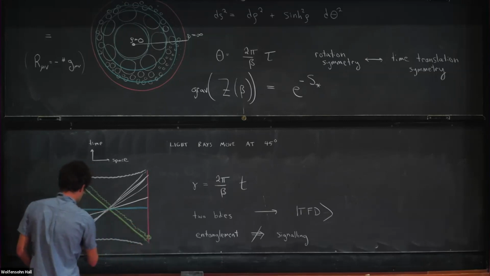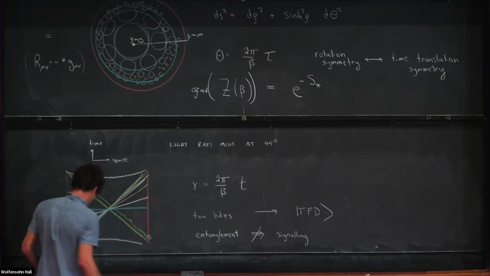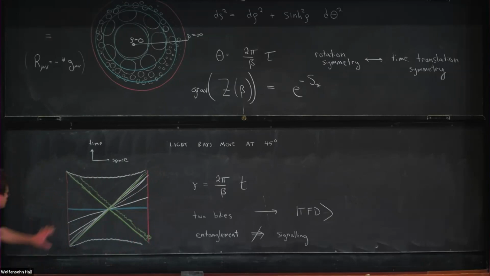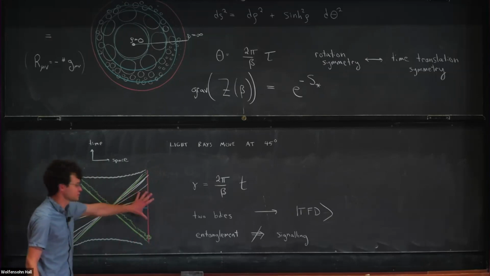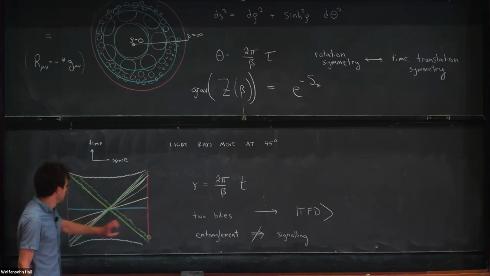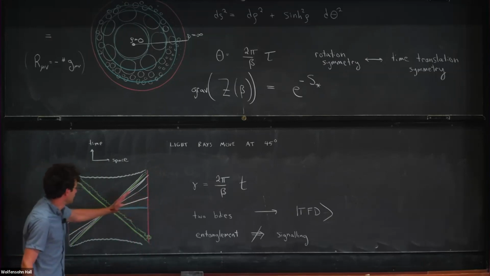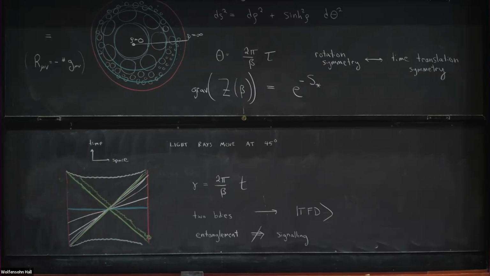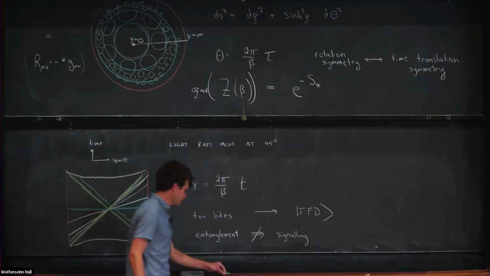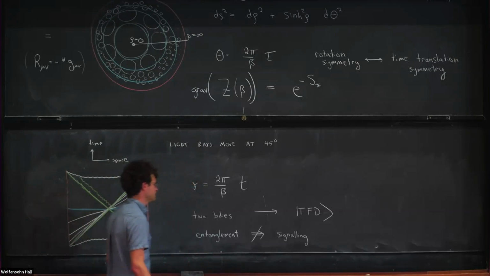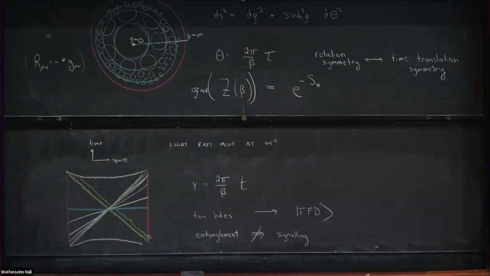So these lines I'll draw in solid green. These are the two horizons. So the left system is behind the horizon from the perspective of the right side, and the right side is behind this horizon from the perspective of the left side. So that is the point which was made in this ER equals EPR paper by Maldacena and Susskind.